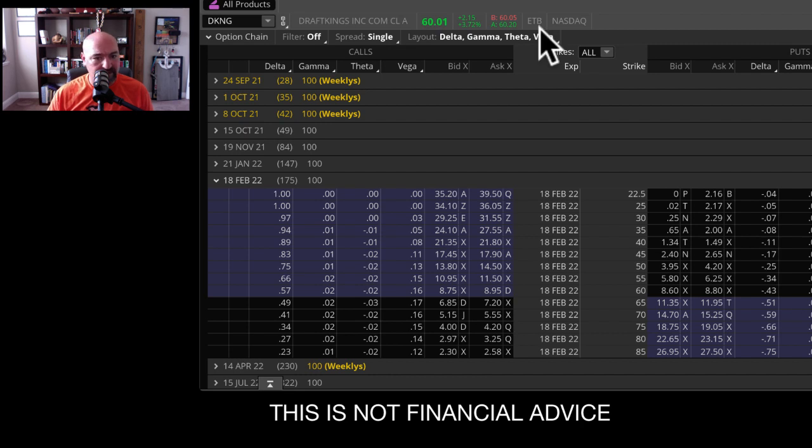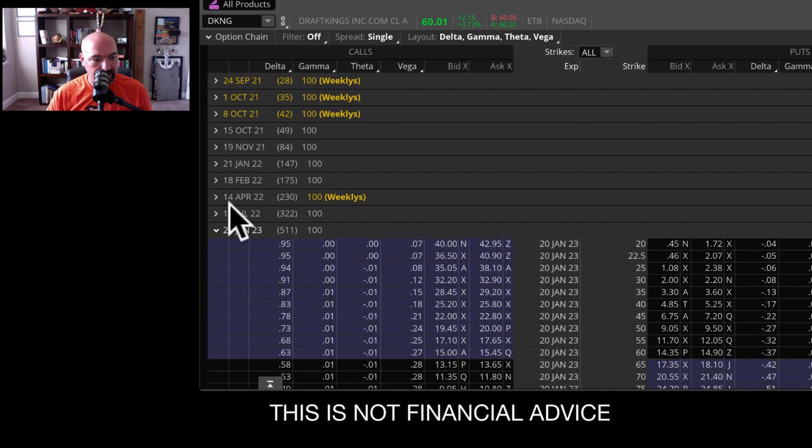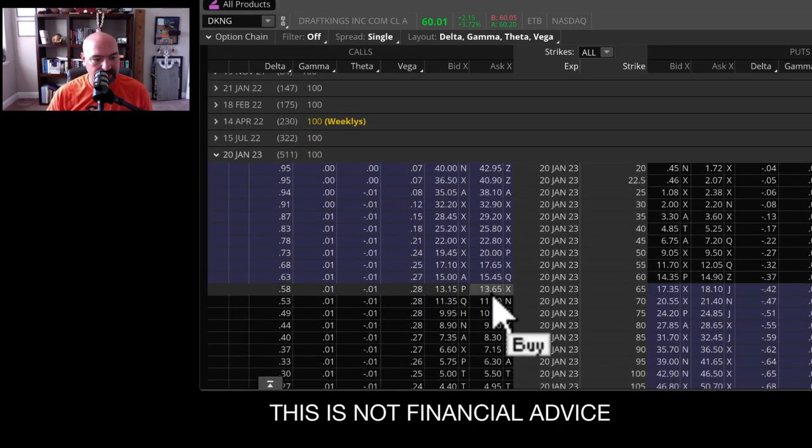So finally, let's look at some LEAPS. Okay. Some longer term, January 23, and at the money strikes, we're looking at 13.65 with a VEGA of 0.28 now.